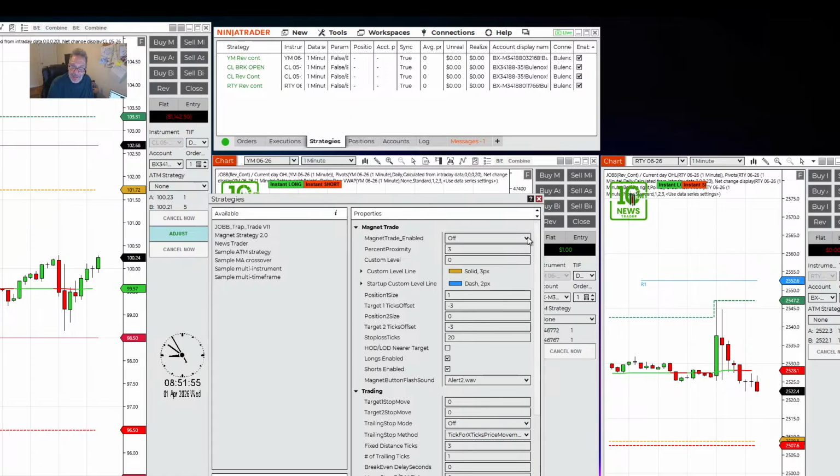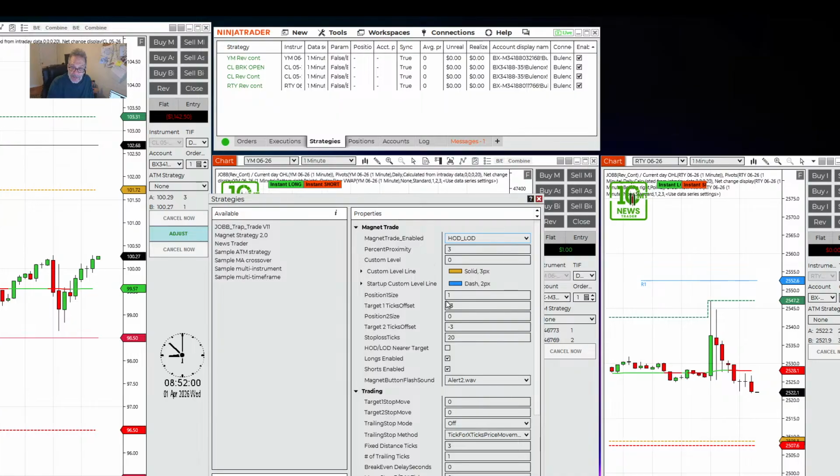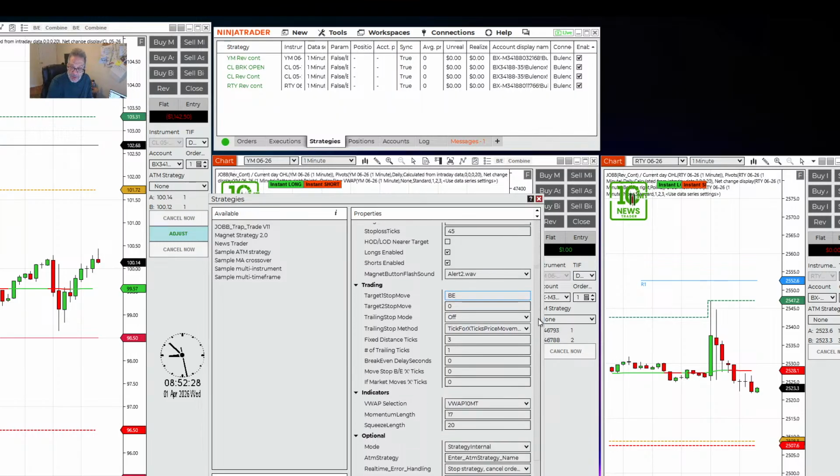We've got nice space between both. Position, look at oil. Position 1, default -3 target. Position 2, we'll do 15 ticks. We'll do a 45 tick stop. Target 1 stop move. Should it hit the first target, we'll move the stop to break even. So we have a 2-position magnet set up.